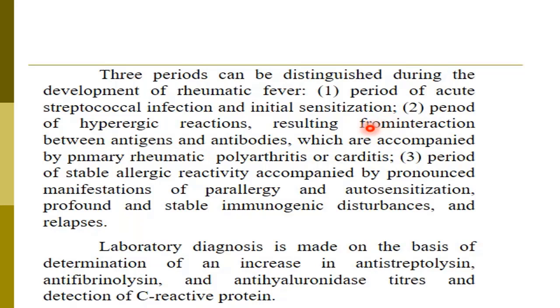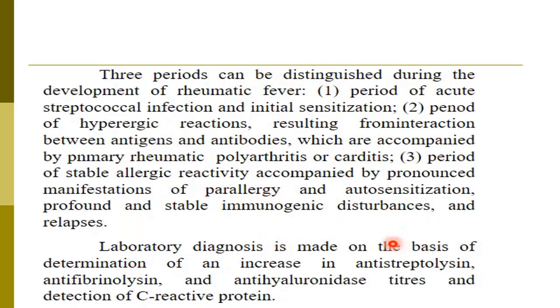This is accompanied by rheumatic polyarthritis or carditis. The third period is of stable allergic activity accompanied by pronounced manifestation of parallergy and autosensitization, profound and stable immunogenic disruptions and relapses. These are the three periods of the disease.